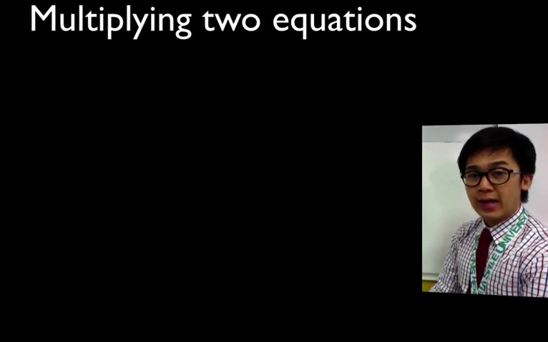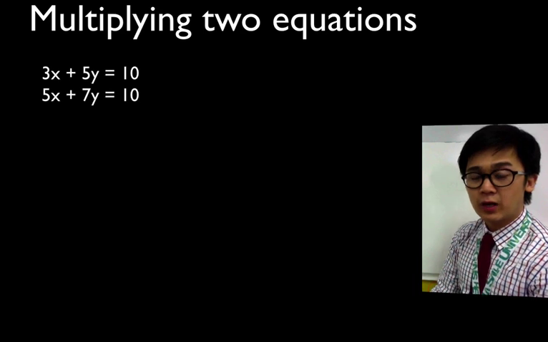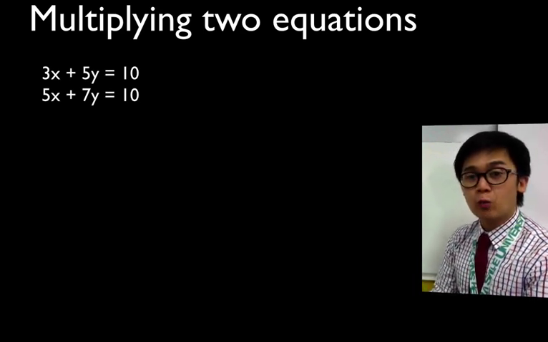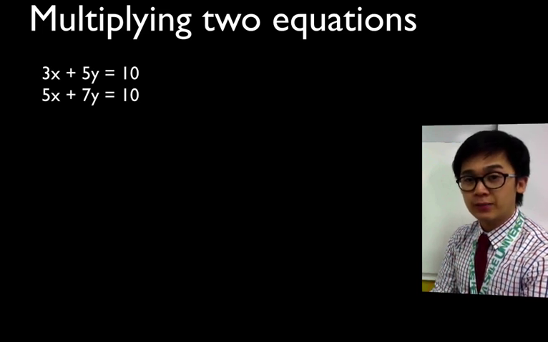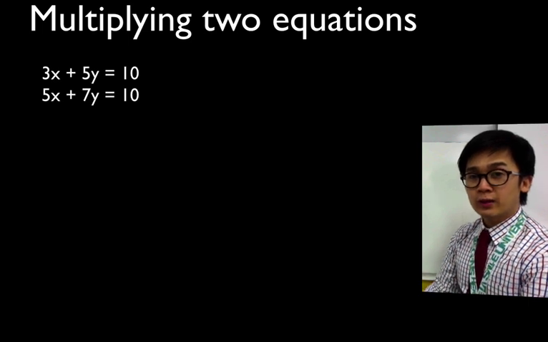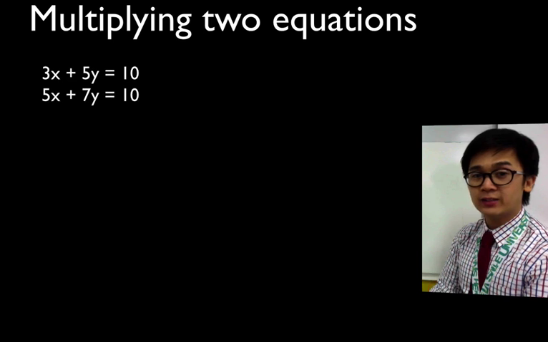Now on my third example, I am given 3x plus 5y equal to 10 and 5x plus 7y equal to 10. From example number 2, we can change one of the lines, so we can use the elimination method to solve for x or y. But in this particular case, we need to change both lines to be able to eliminate one of the variables. So when you encounter this type of linear system, all you need to do is to decide which variable you want to eliminate. It's either x or y.